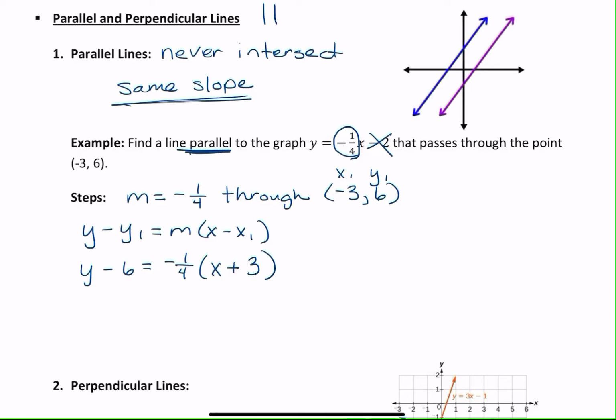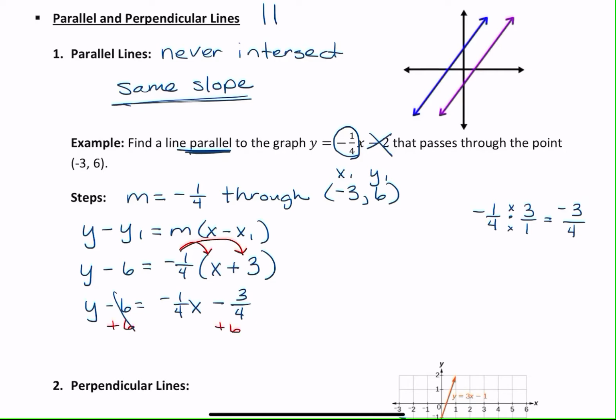And then I need to distribute to get rid of my parentheses. So I've got y minus 6 equals negative 1/4 x minus, when I do negative 1/4 times 3, top times top, bottom times bottom. So that's going to give me a negative 3/4. One last step, I need to get y by itself, so I'm going to add 6 to both sides. So I've got y equals negative 1/4 x.